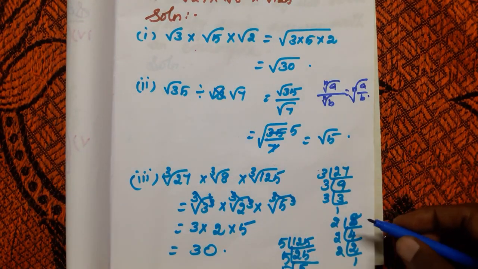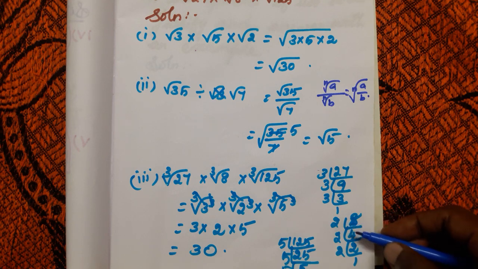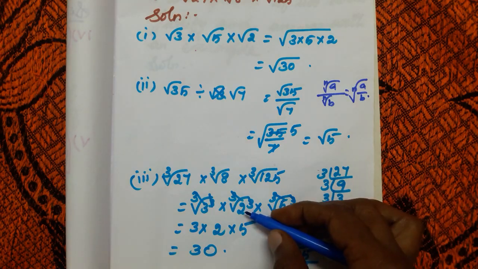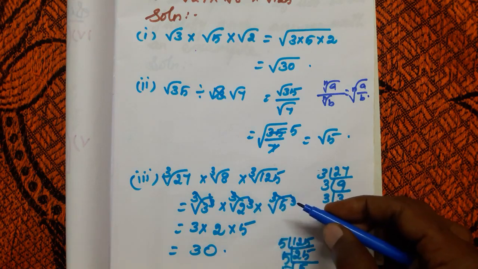Next, cube root of 8. Cube root of 8, when we are factorizing, 2 4 2s are 8. Again 2, 2 2s are 4. Again 2, 1 2 is 2. It's equal to 2 cube. Cube root of 2 cube is equal to 2.